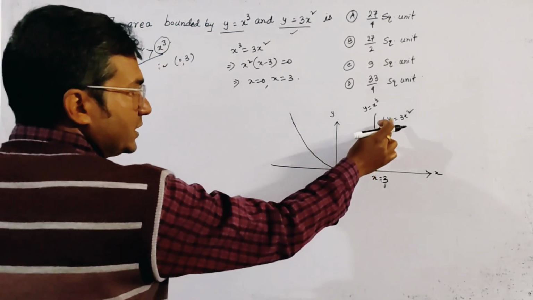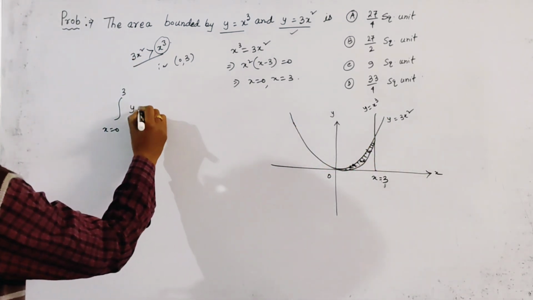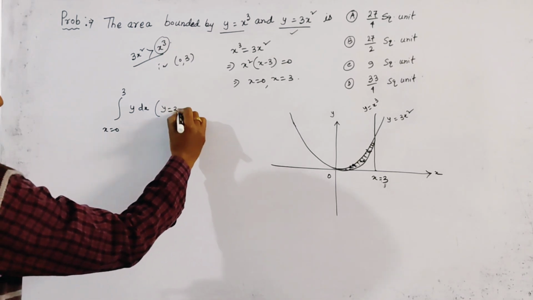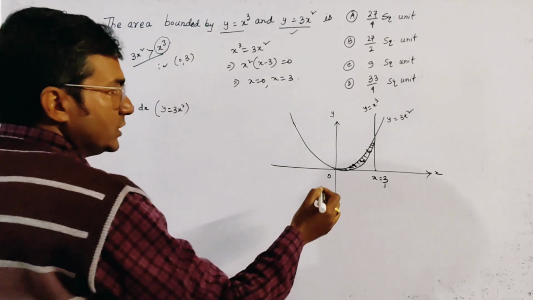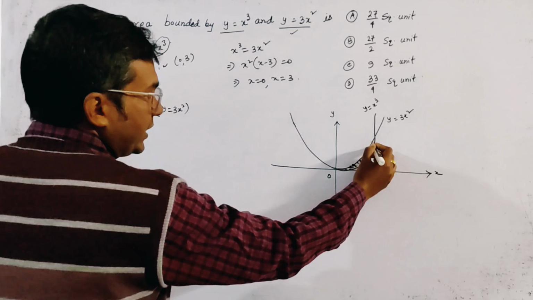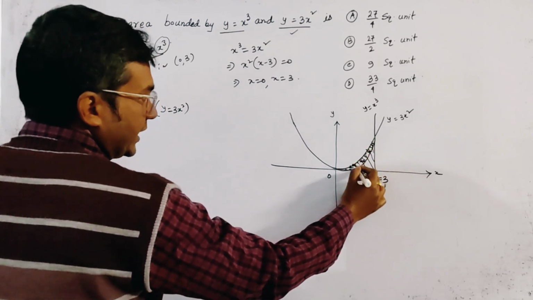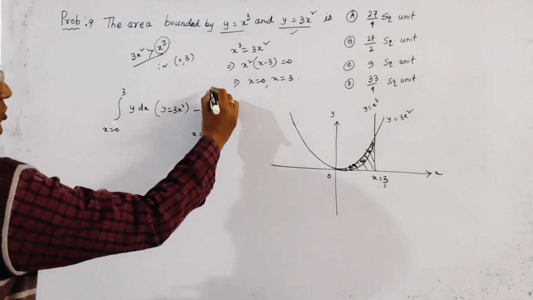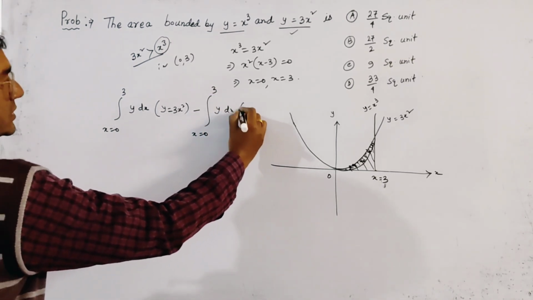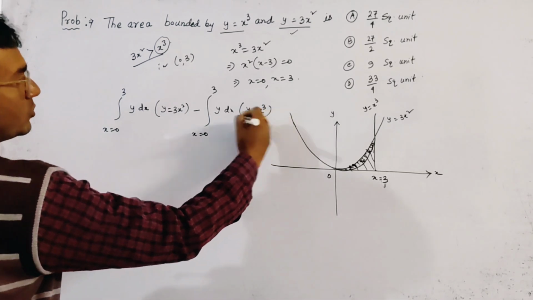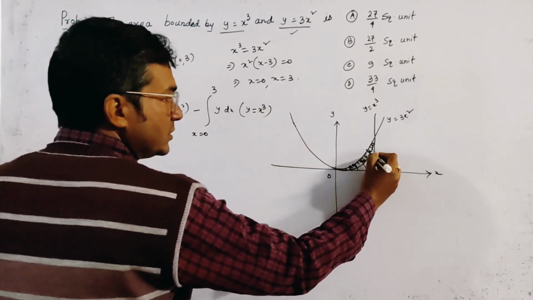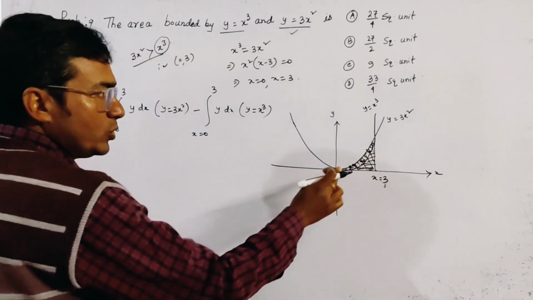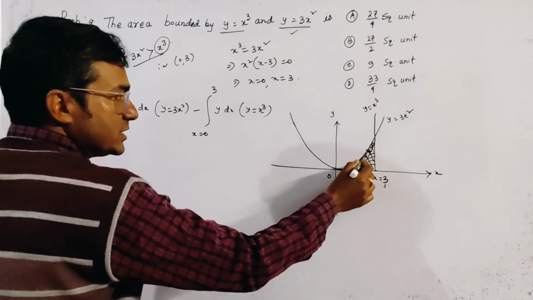We first integrate the upper curve. This is the integral of y dx, and here y is equal to 3x square, because this area is given by the shaded portion like that. Now we subtract the integral from x equal to 0 to 3 of y dx, where y is x cube, and this is the double shaded portion. So we get our required portion, the shaded portion.